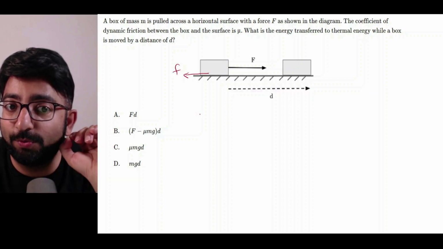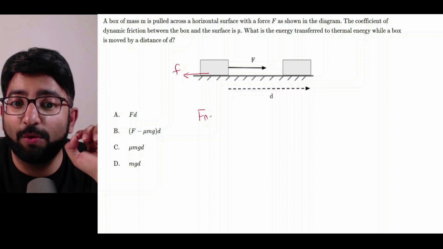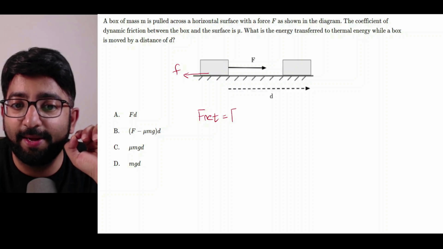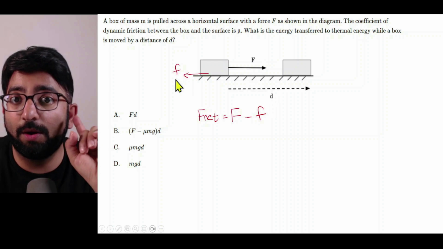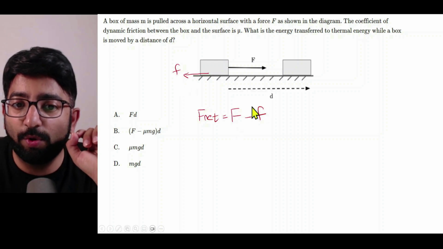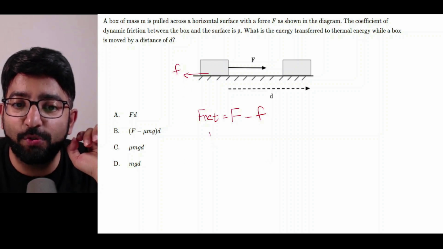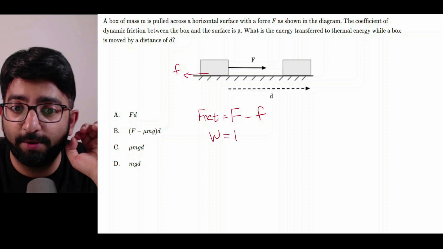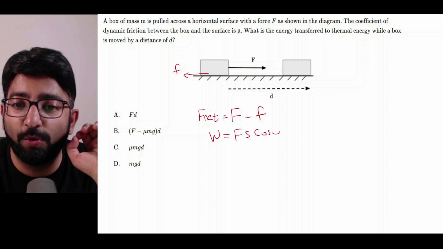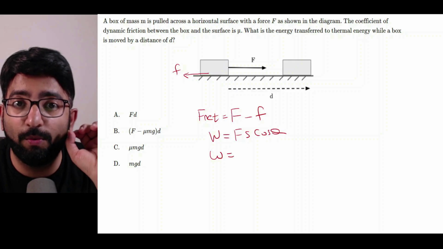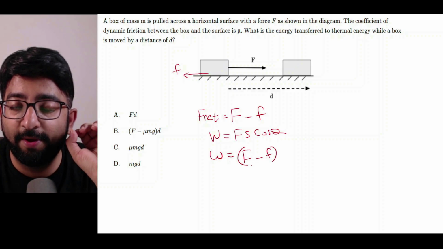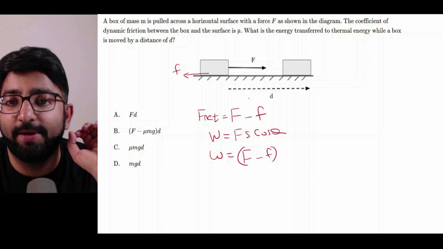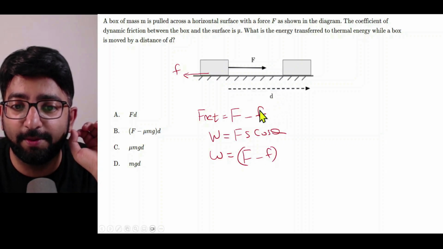So a lot of students, what they do first, let's try to figure out the net force. So we will write capital F minus friction. Since the applied force and friction are always opposite, that's why we subtract them. And then the students apply the basic formula for work done, which is Fs cos theta. So in this case, we will write work done will be equal to the net force, F minus small f, multiplied by the distance traveled, in this case d, as it is given in the question.